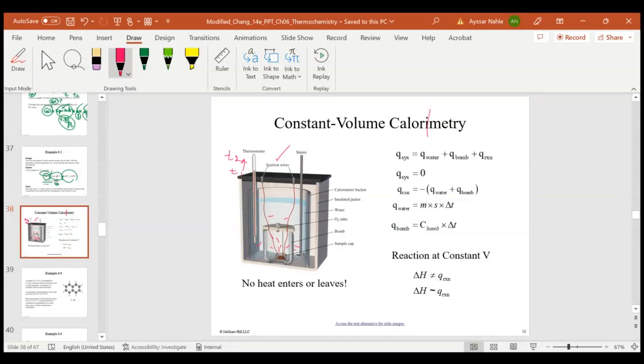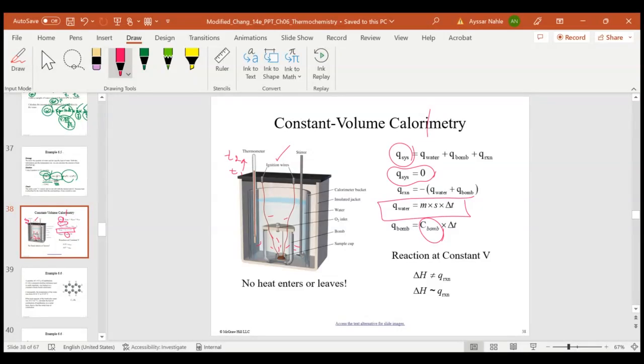Now, Q of the system, the heat of the system, is the heat of the water plus the heat of the pump plus the heat of the reaction, if there is any reaction. Of course, the reaction is combustion in here. So the Q of the system should be equal to 0, so don't worry too much about it. But the most important in here is that the Q absorbed by the water is equal to the specific heat of the water times the mass of the water times delta T. Is this clear? Yeah.